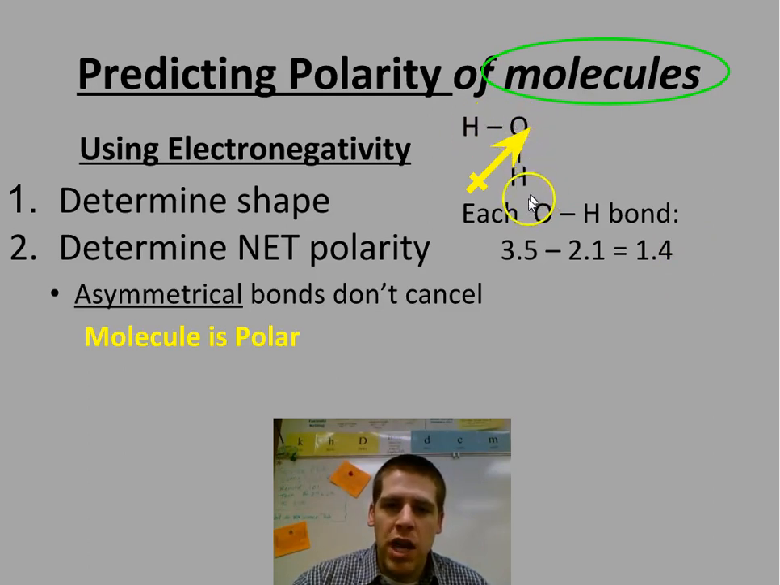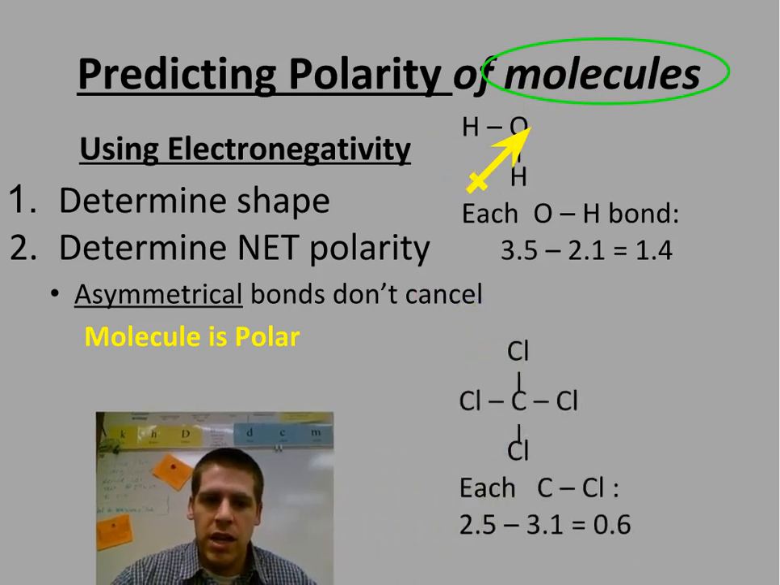Okay, this is what we would call an asymmetrical molecule. It's a bent shape, right? We would know from the Lewis dot structure and the structural formula that water is bent, and so there's nothing over here to balance it out. There's no way you can say that this is symmetrical, really. And so the molecule is polar because there's nothing pulling in the opposite direction that would cancel that out.